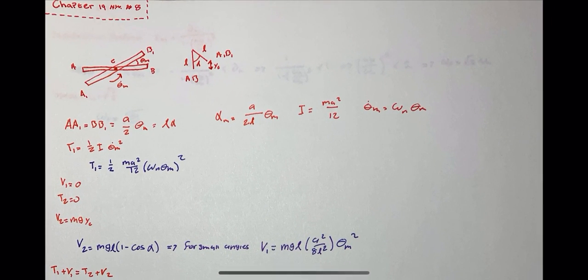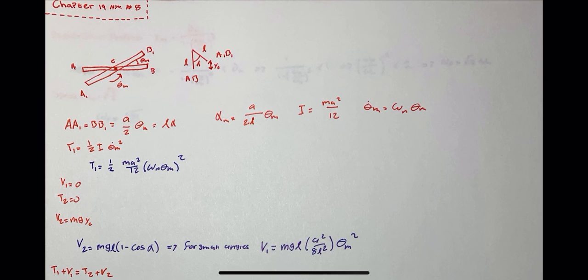Number 8. We have a section of uniform pipe that is suspended from 2 vertical cables attached at A and B. We're supposed to determine the frequency of oscillation when the pipe is given a small rotation about the centroidal axis and released. So we can go ahead and draw a free body diagram of what's going on in the system.